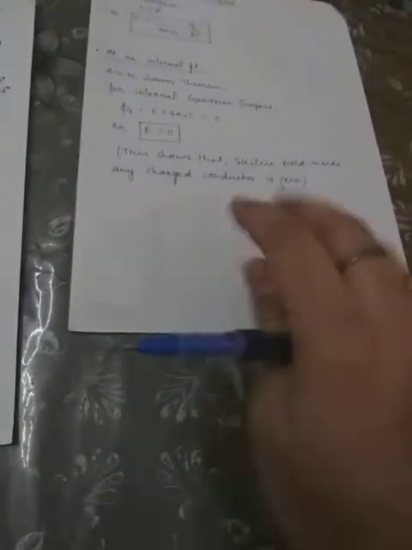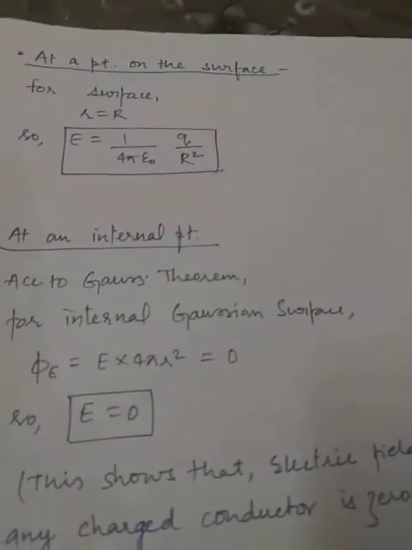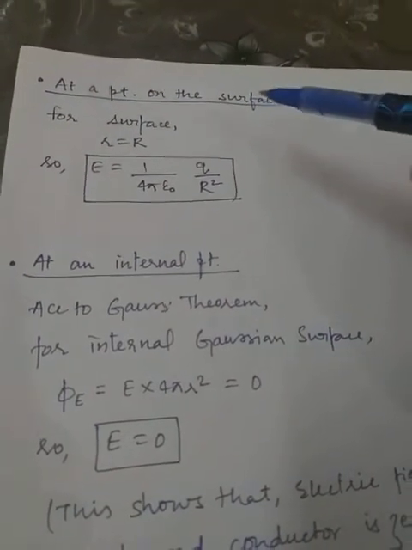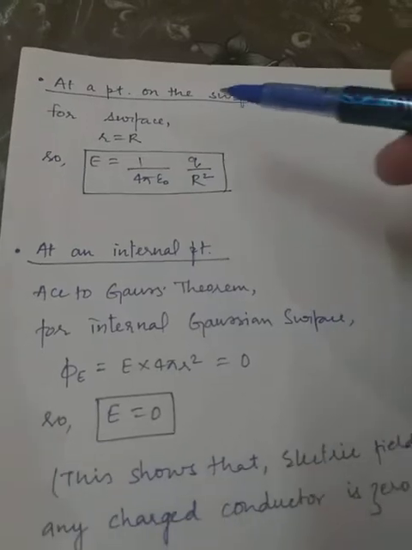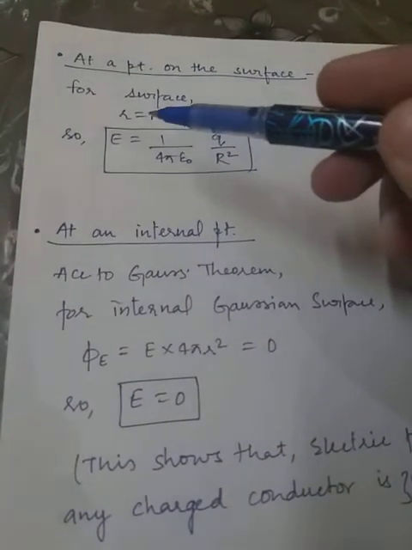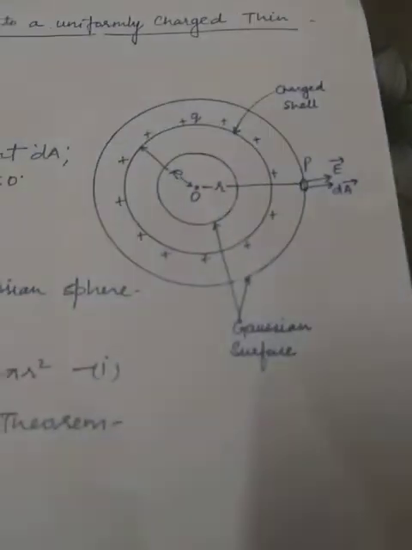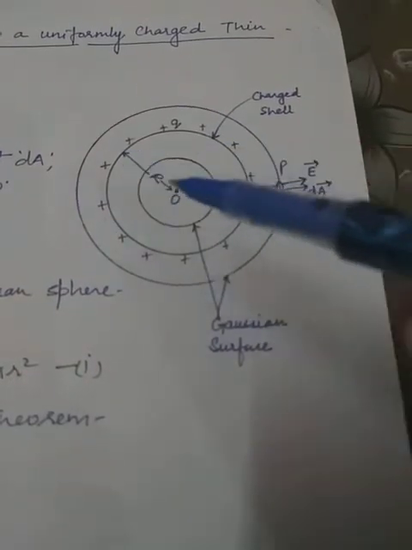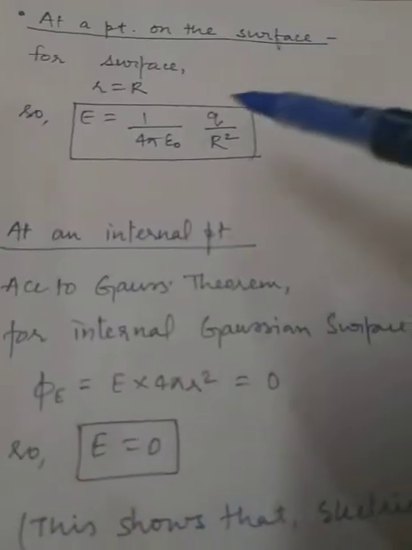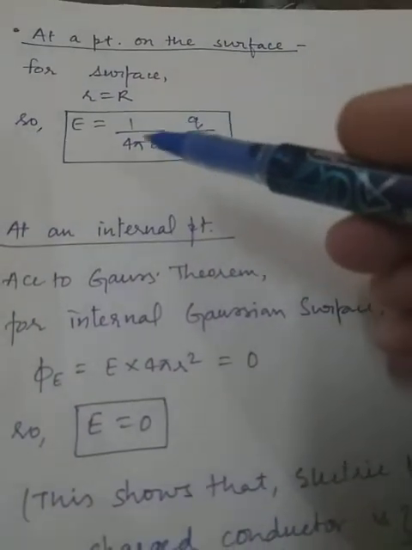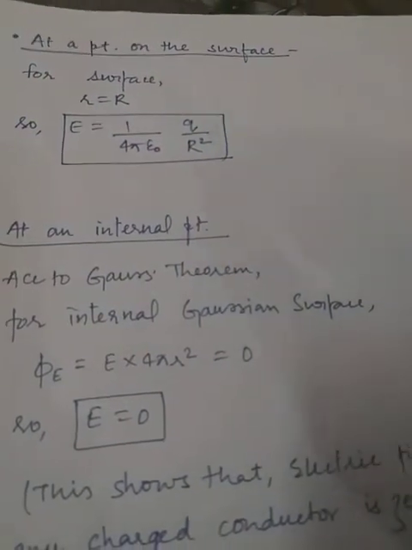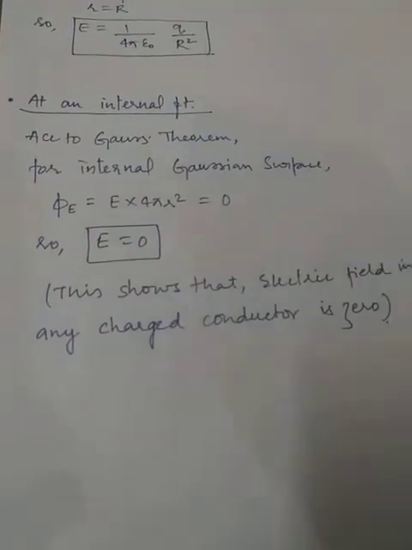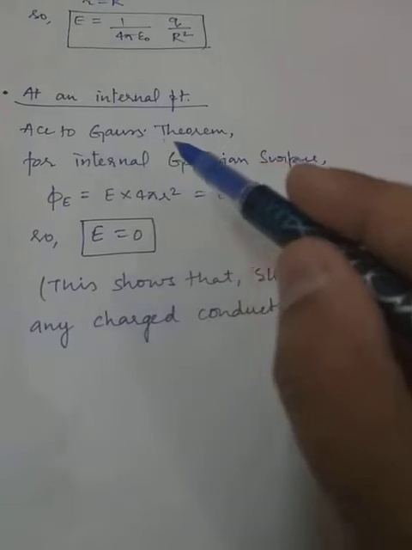Let's talk about the internal point. Before the internal point, we are going to determine the field at a point on the surface. So at a point on the surface of the sphere, small r becomes equal to capital R. As you can see, for the surface, this small r will be equal to the capital R. So on replacing it, the formula will become E is equal to 1 upon 4 pi epsilon naught Q upon capital R square.